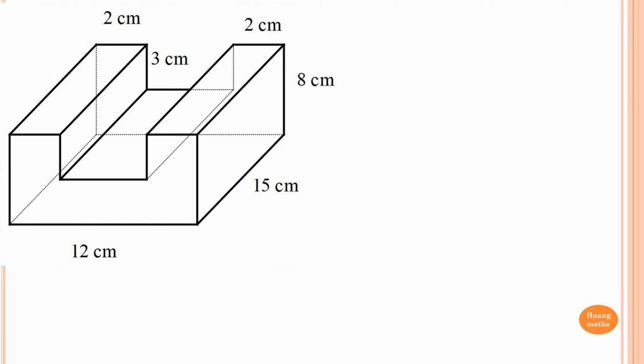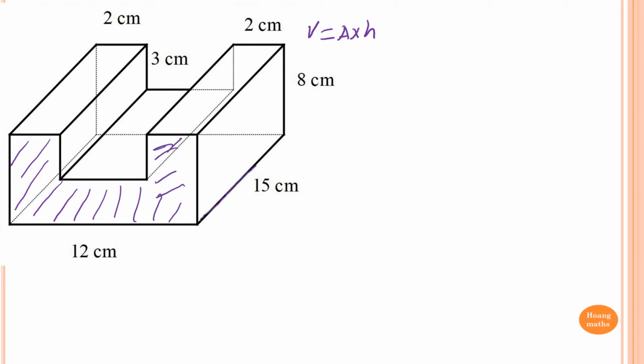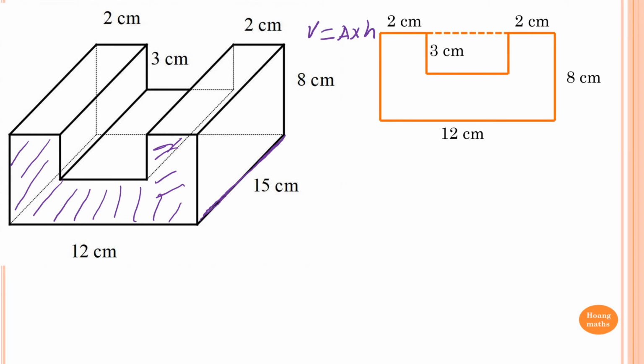Now, again, remember, important: volume of any solid right prism is area times height. So in this situation, we need to find the area of the front panel here, and then times by the perpendicular height, which is 15 centimeters. That will give us the volume of this solid. So first of all, to find the area of the front panel, I draw the rectangle out, and then I need to sort out some of the missing information.